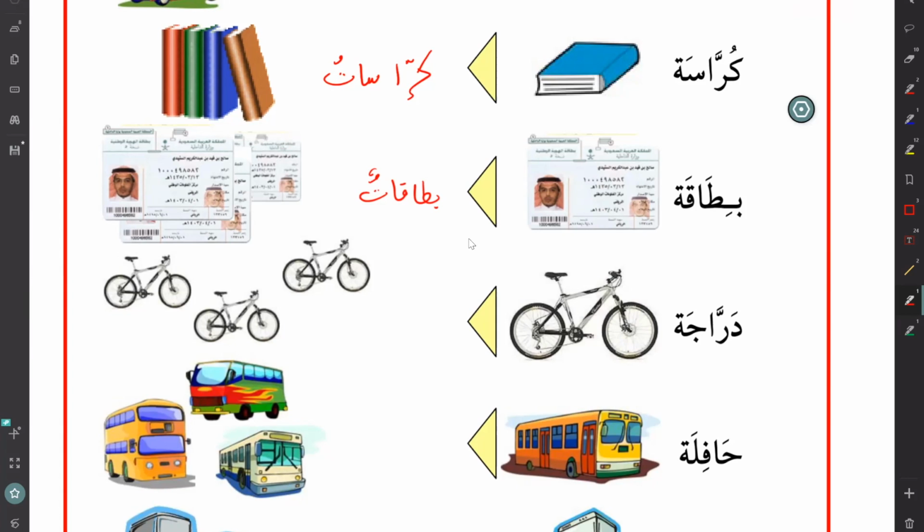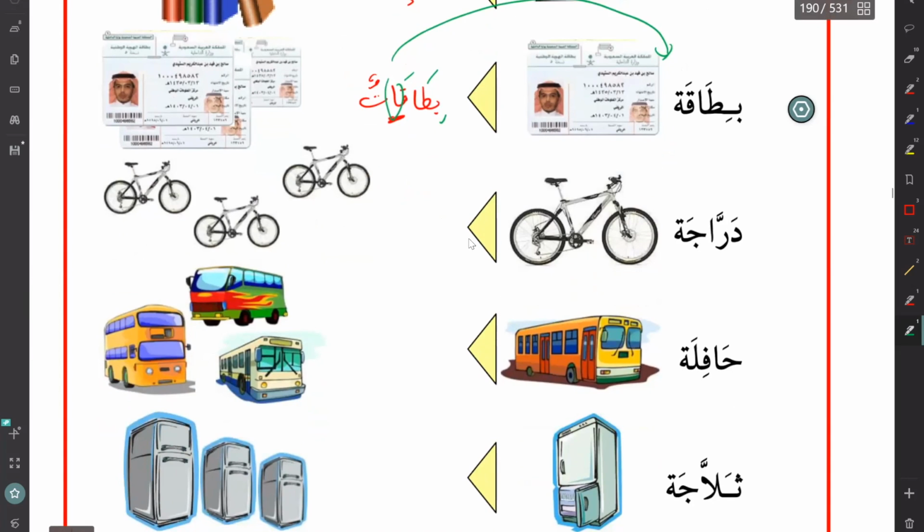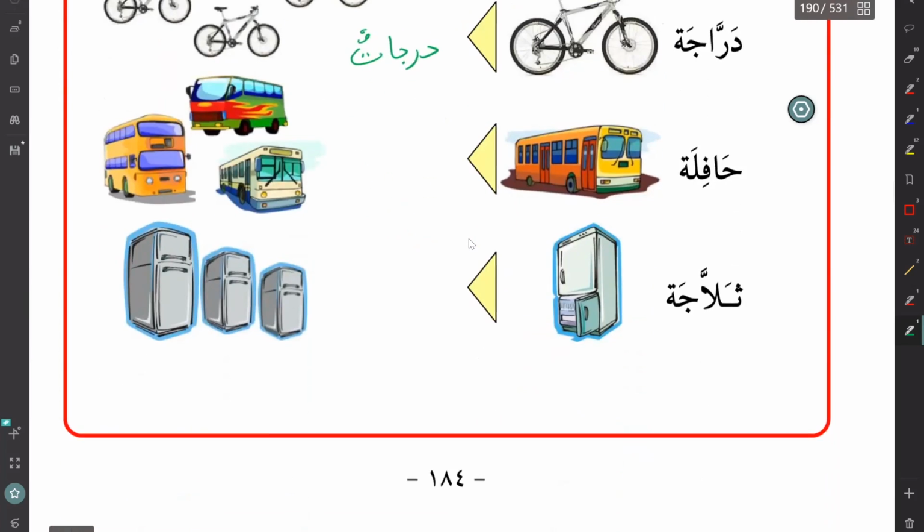As you can see, the pronunciation here is very important, because all of them have the same ending. The only difference is this alif. So if you don't make it longer, it sounds like you're talking about the singular. Here, if we don't make this one longer, it sounds exactly like the singular. So we need to make sure that we're making the alif longer. Bitaqatun. Okay, so darajatun. Inshallah you can do the rest of them.